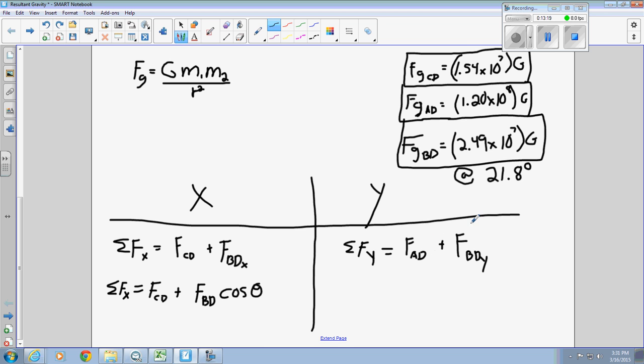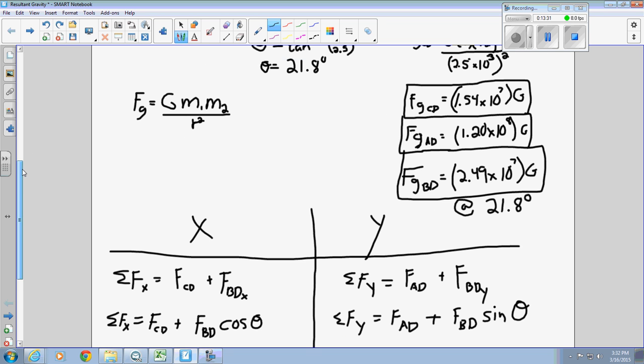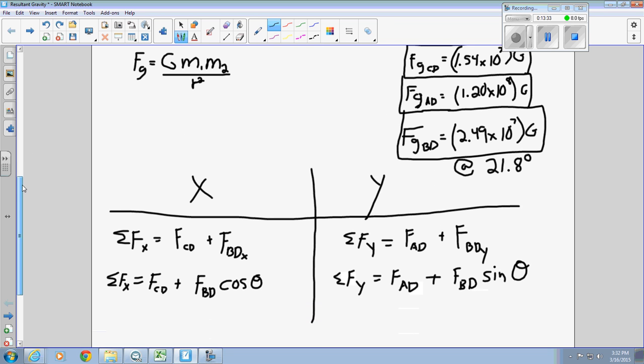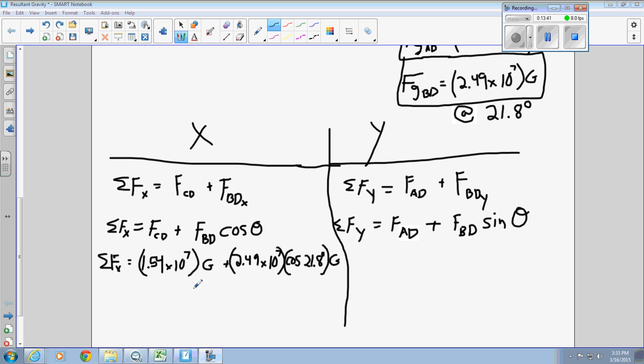And over here you'll have F_BD times sine of theta. Okay, and again, this is your resultant x, your resultant y. We know the force between C and D is 1.54 times 10 to the 7th, plus force BD is 2.49 times 10 to the 7th times cosine of the angle, 21.8 degrees, and times G. So that G has to stay in there.